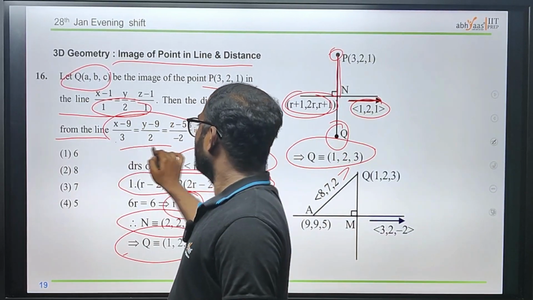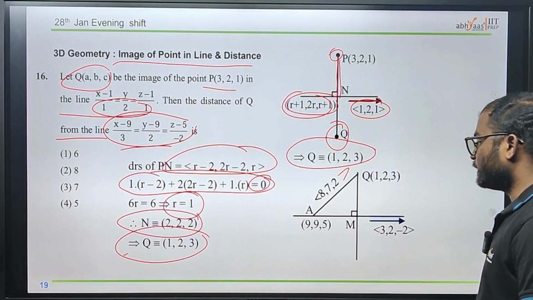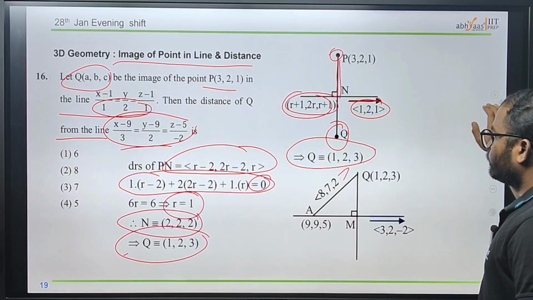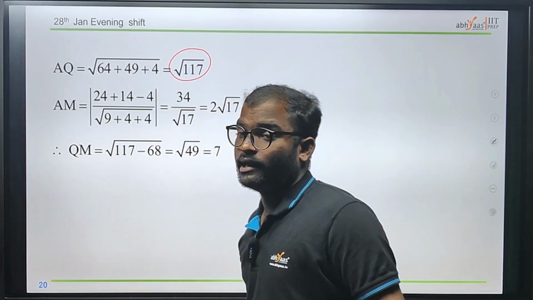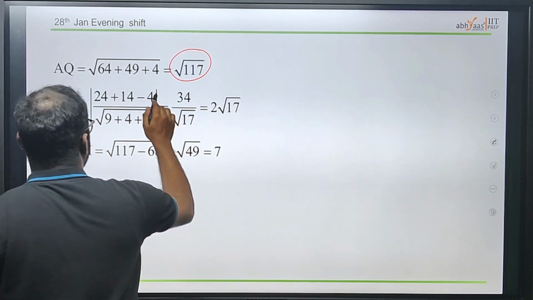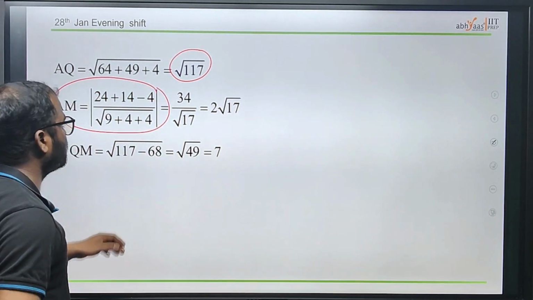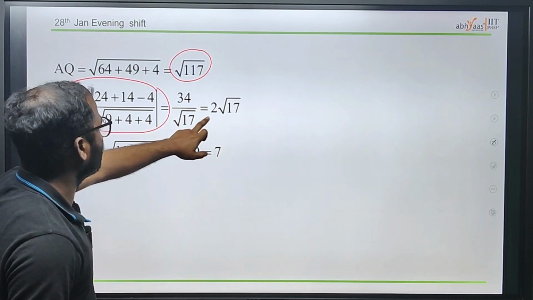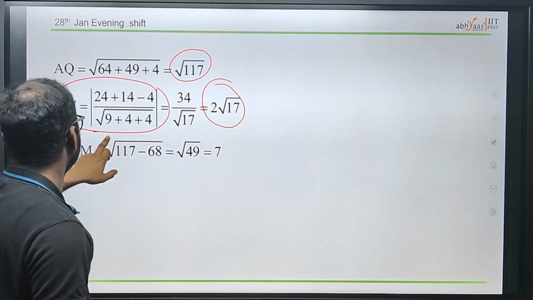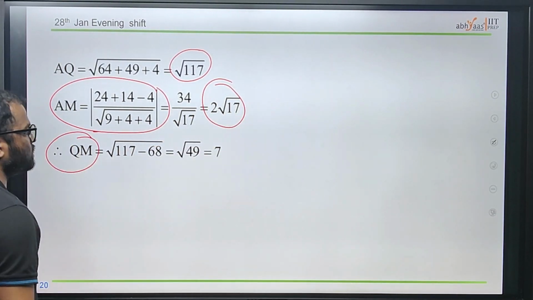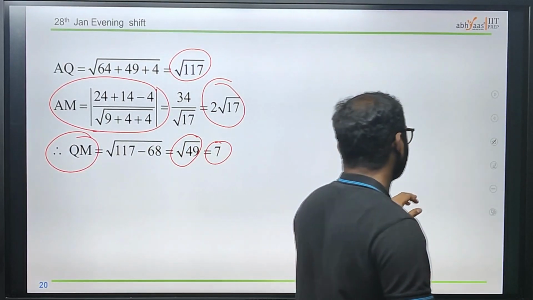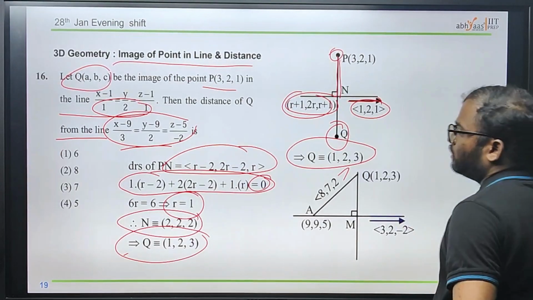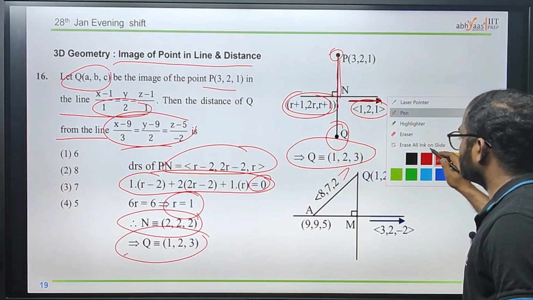From this plane, now we need to find the distance, which is the AQ distance, which is under root of 17, and the AM distance, which is from the perpendicular. We have perpendicularity with the distance of perpendicular. Now we got the 217. Now totally QM is root 49, which will be equal to 7. Now the answer will be 7.